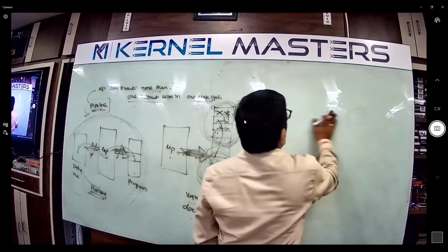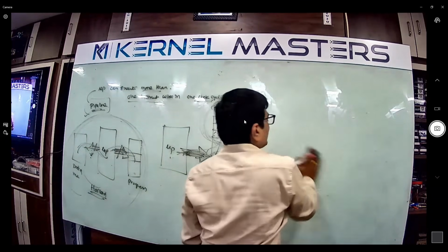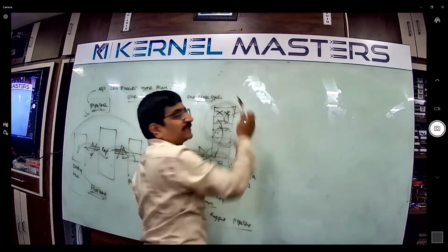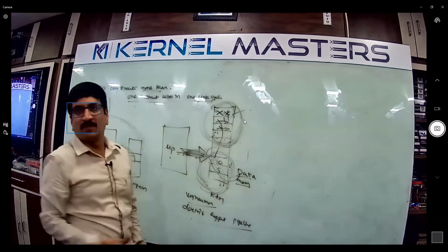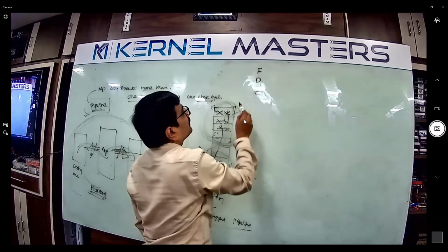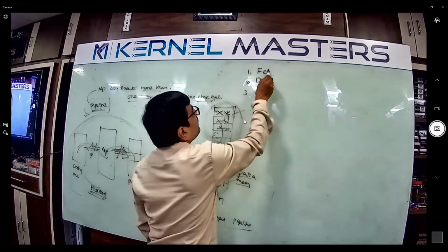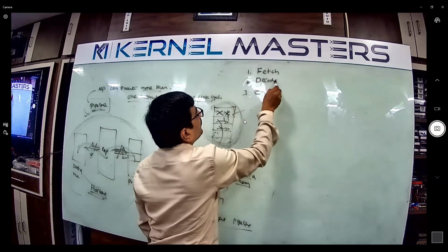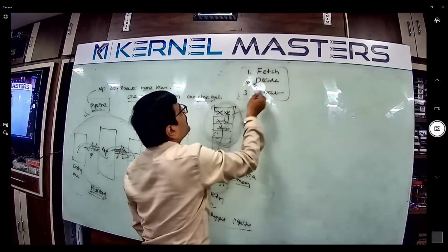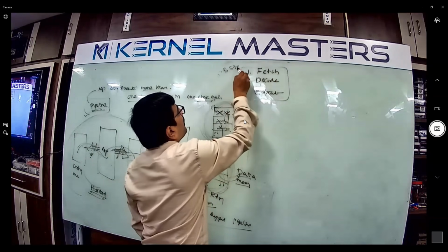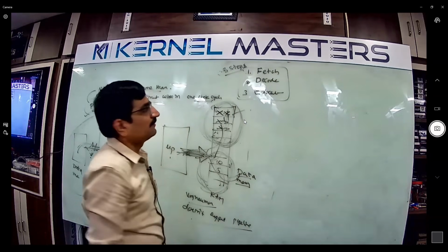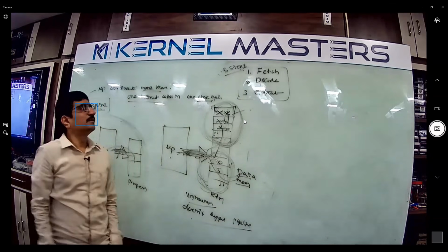Does anybody know how an assembly instruction works? Any assembly instruction has three steps. The first step is fetch, the second step is decode, and the third step is execute. So any assembly instruction execution has three steps: fetch, decode, execute.